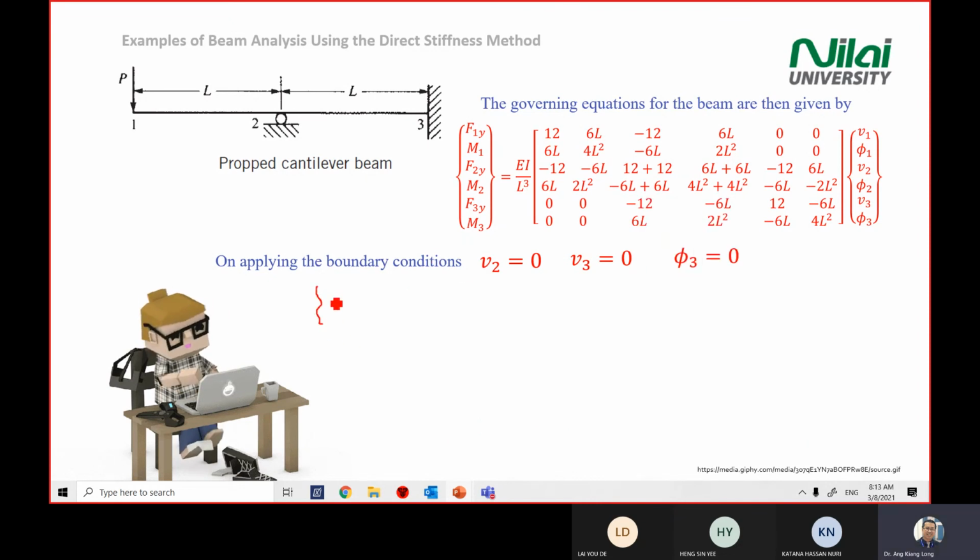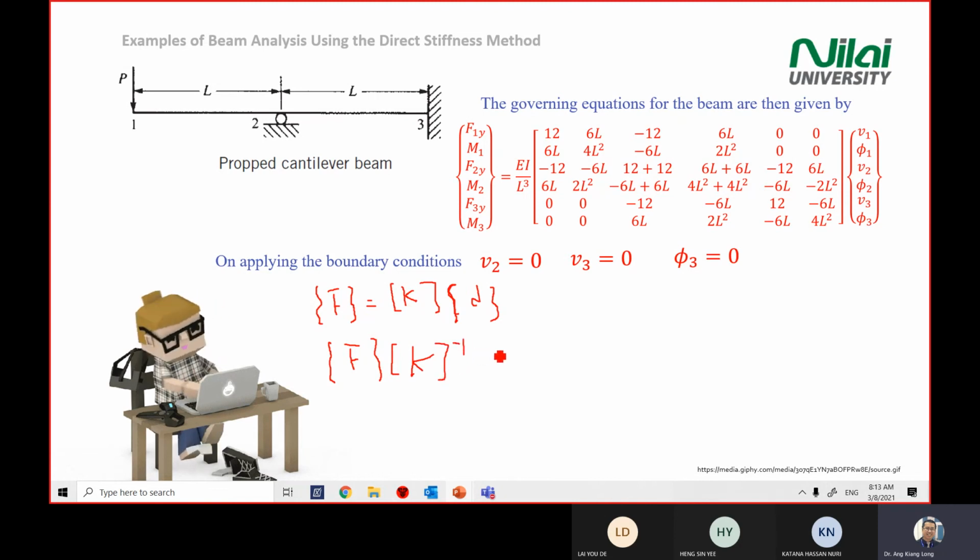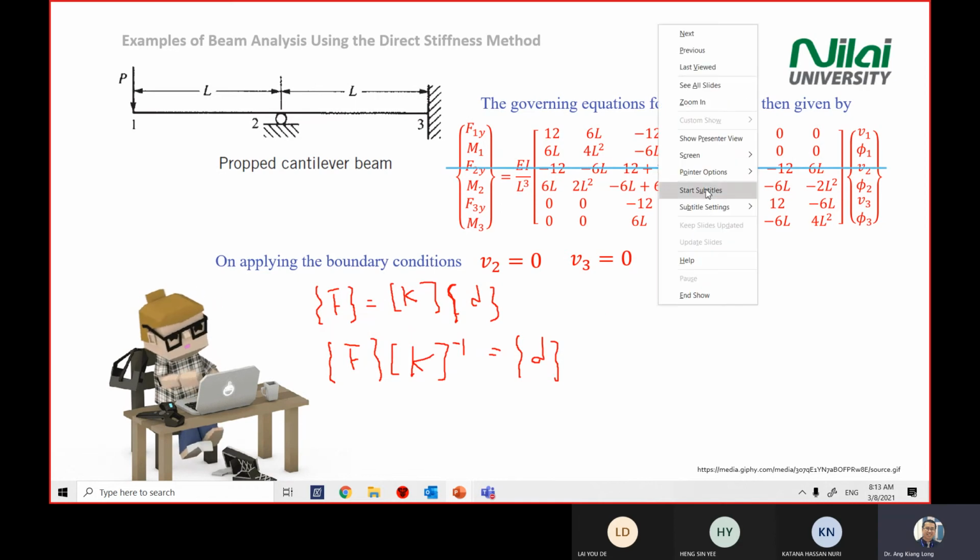Okay, just now you have your force, your K, and your displacement. So you are solving for displacement. What you did is put your K to the other side, so it's just F times the K inverse equals displacement. When you move your K later on, remember you can always move the constant value of EI over L^3 to the left hand side. All right, and then you try to solve the question.